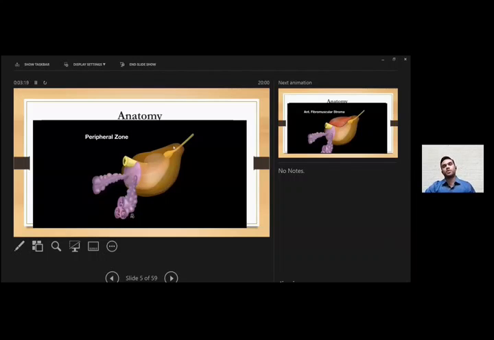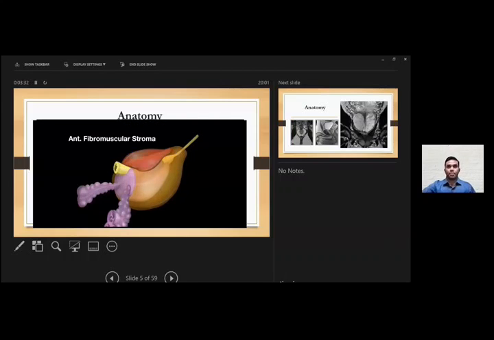There has been a terminology and usage of the central gland, which included the transition zone and the central zone. However, that terminology is now abandoned. In addition to the peripheral and the central zone, there is the anterior fibromuscular stroma. This fibromuscular stroma does not contain any glandular tissue, but can be infiltrated by the malignancy arising from the peripheral or the transitional zone.